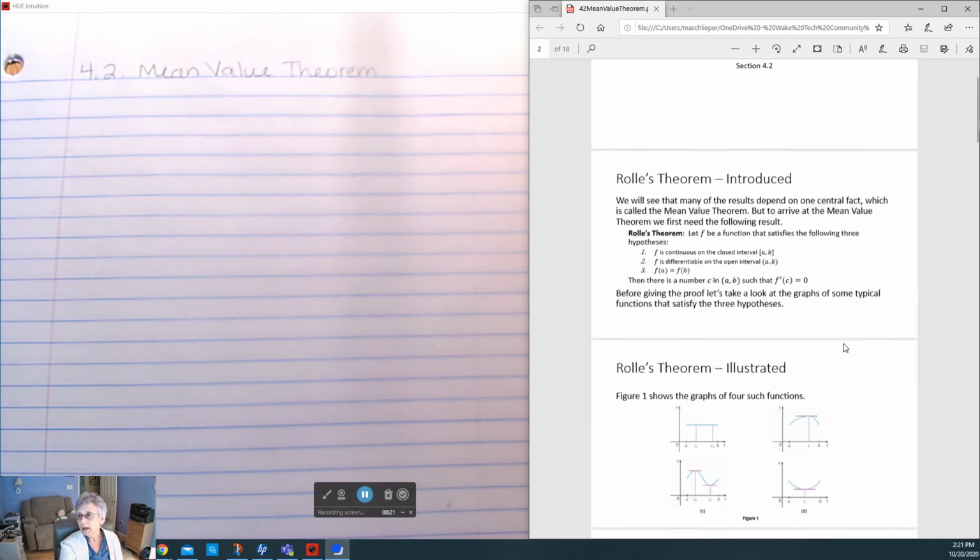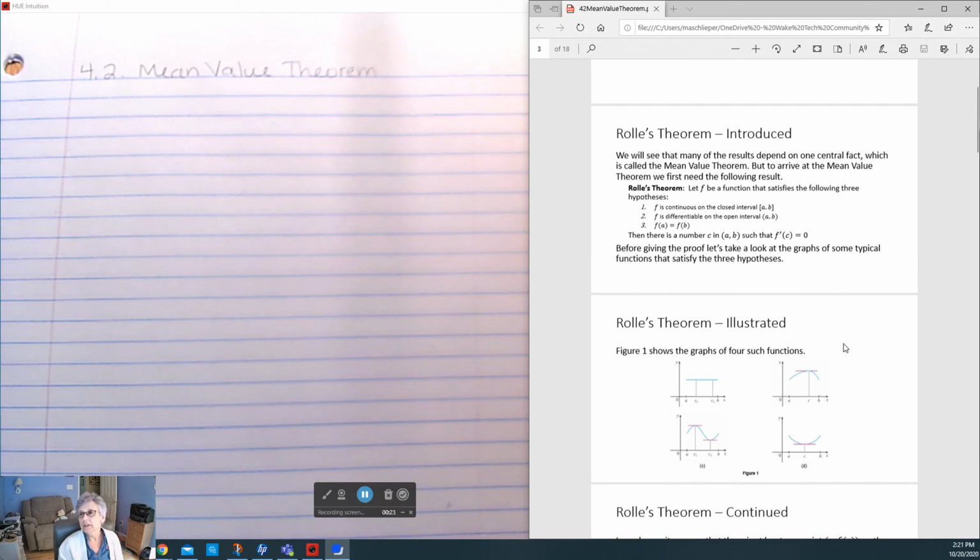Rolle's theorem has three hypotheses that have to be fulfilled. It has to be continuous on the closed interval, differentiable on the open interval. Those are the same as the mean value theorem. The third is what makes it a special case. The endpoints have to have the same y values. So f of a has to be equal to f of b.